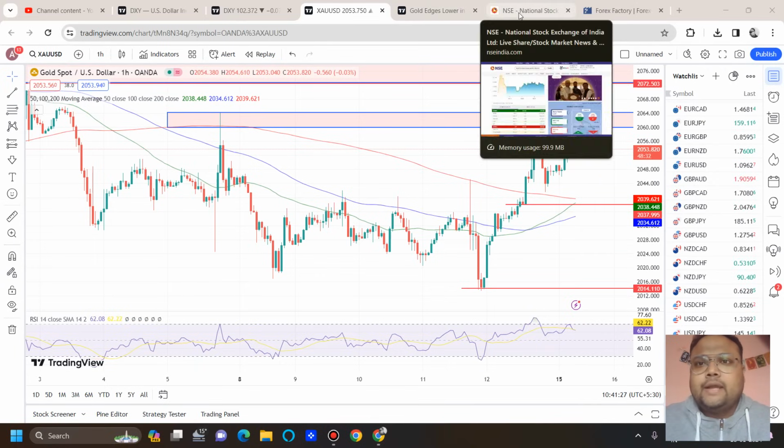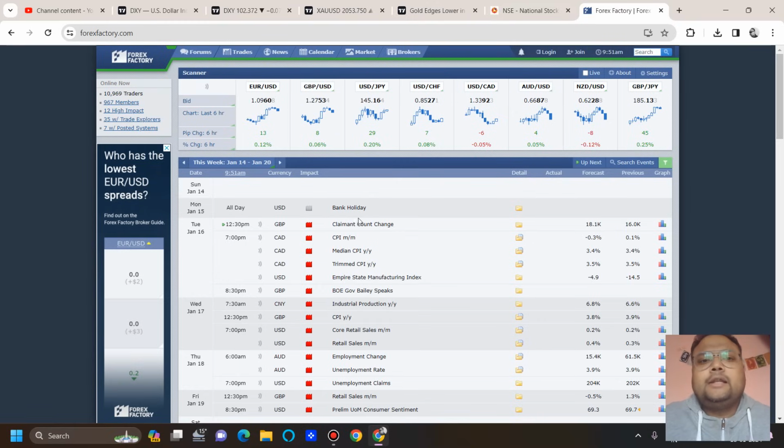If we look at the economic calendar, you can see that today there is a bank holiday in the US, as a result of which USD pairs may be slow. So be careful. Do not expect a huge move in the market. In case the market shows some momentum or volatility, then be careful as well, because when there is less volume in the market, there is also a higher chance of market manipulation.